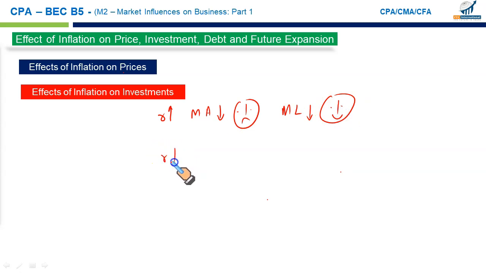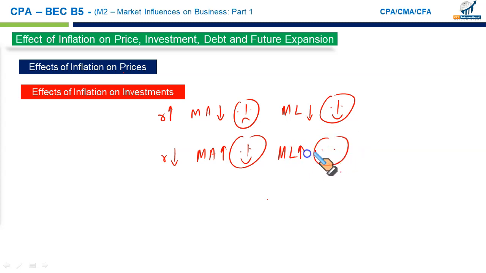At the same time, if the rate of inflation is expected to be lower, in that case the monetary assets value will go up. Investors are happy. And at the same time, those who have borrowed money are in trouble because they will have to pay more in real terms.